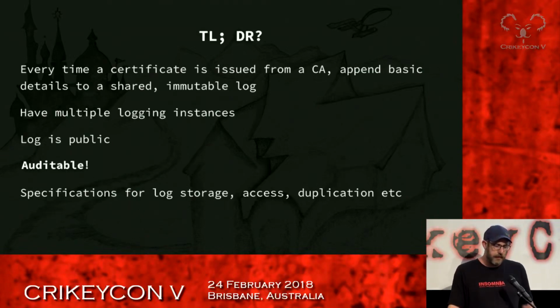So the too long didn't read of the RFC is effectively, it sets down a process on how we should build these effectively immutable logs. That means they can't be tampered with. They've sort of got their own cryptographic integrity checks in them. You should have to log to one or more instances, so multiple instances. The log should be public, which as a result means the log should be auditable, which is a key point.